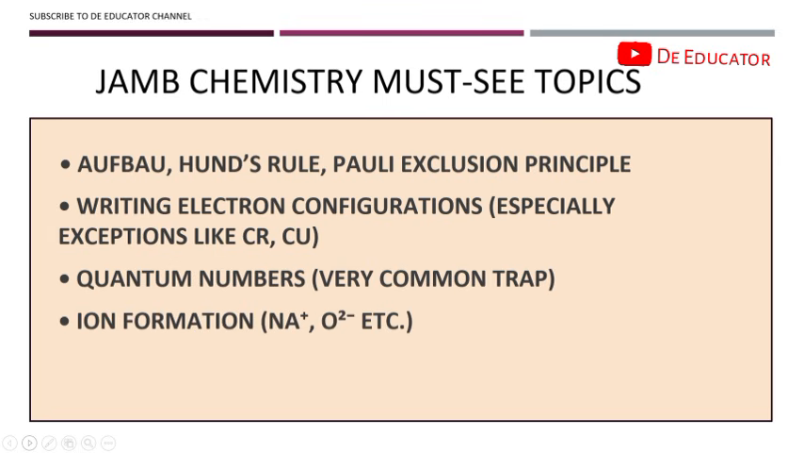The next one is ion formation. All right, what is Na+, what is O2-, and stuff like that. We have what is called isoelectronic configuration. So you should know about all of this. Okay, so that is under atomic structure and then electronic configuration. That is the first JAMB chemistry must see topic. You must definitely see it in your exam.